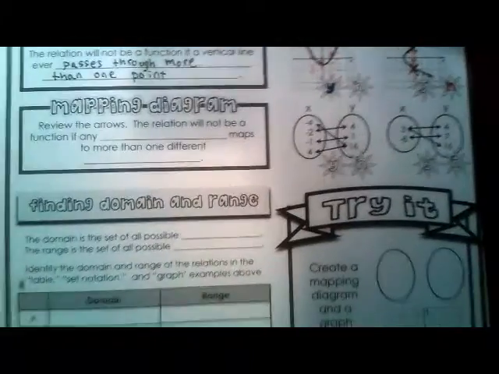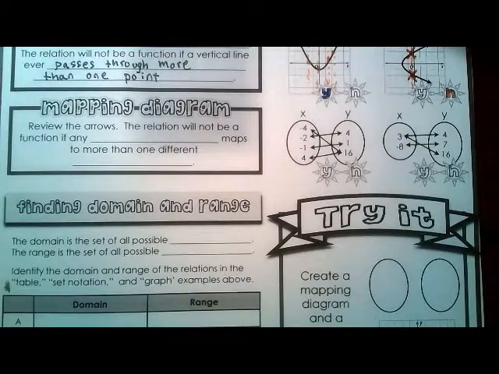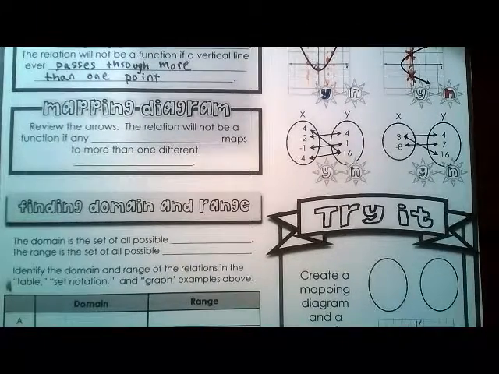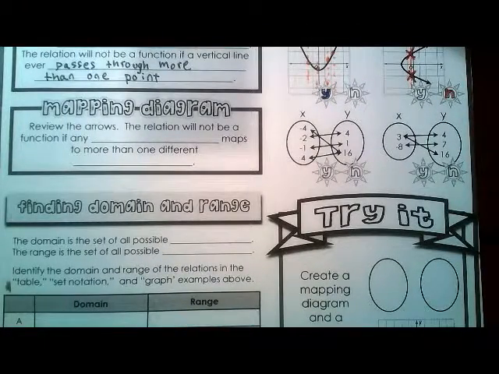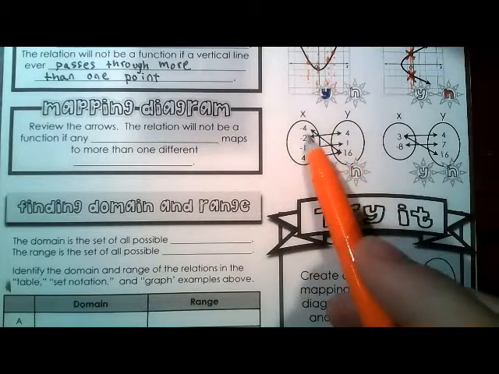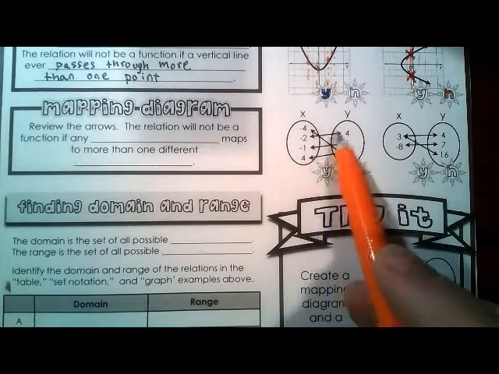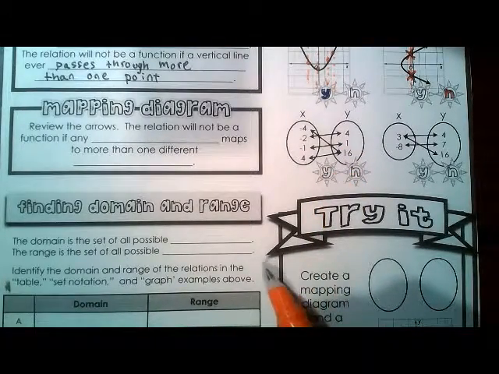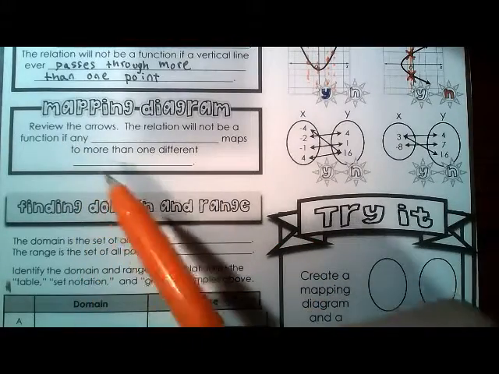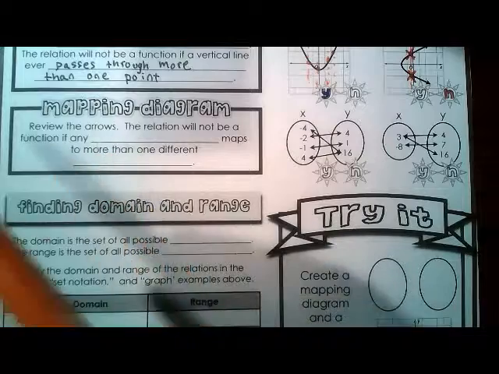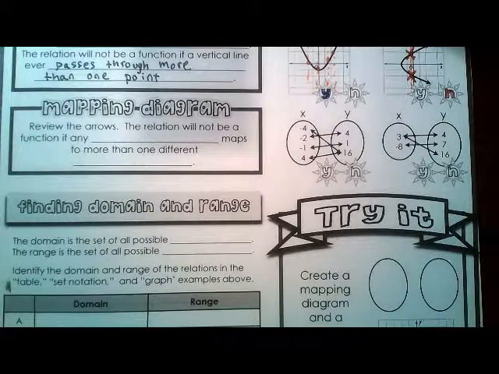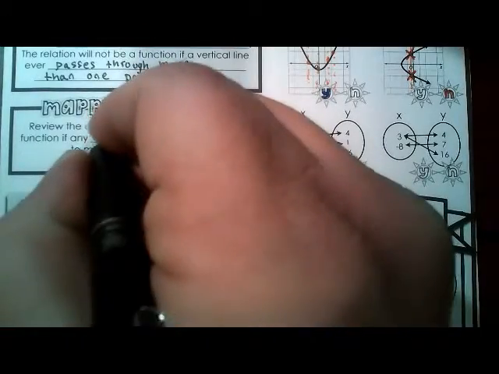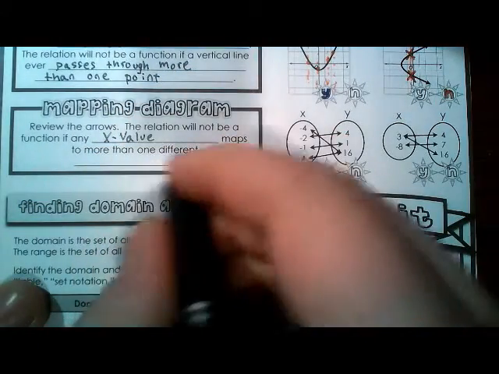Our last one is a mapping diagram. So a mapping diagram, how to tell from that is you review the arrows. Okay, so mapping diagram uses arrows to show the relationship, to show that -2 is with 4 and 4 is with 16. Okay, so to determine if it's a function using a mapping diagram, you review the arrows. The relation will not be a function if any x value maps to more than one different y value.